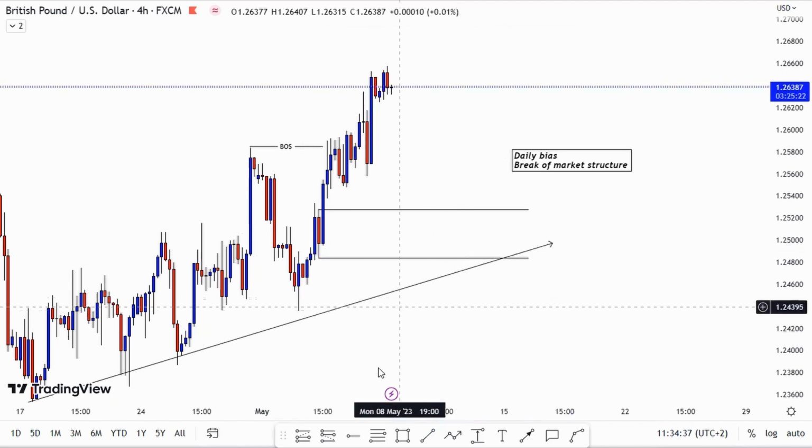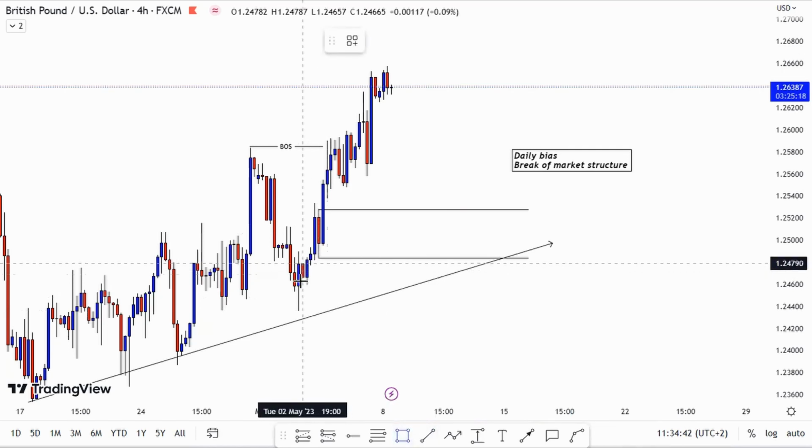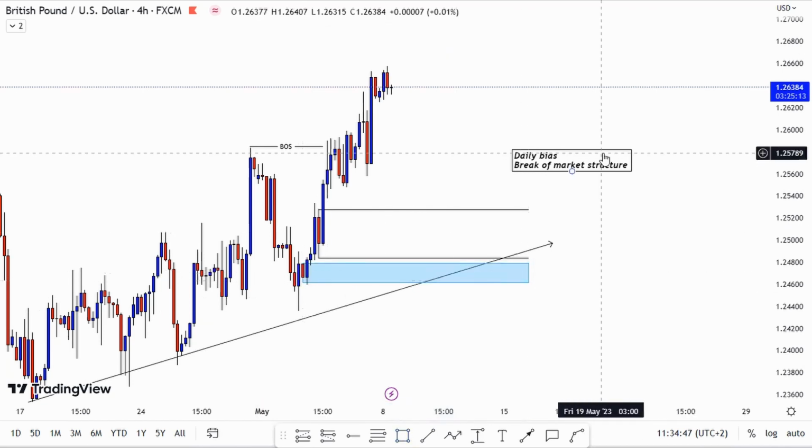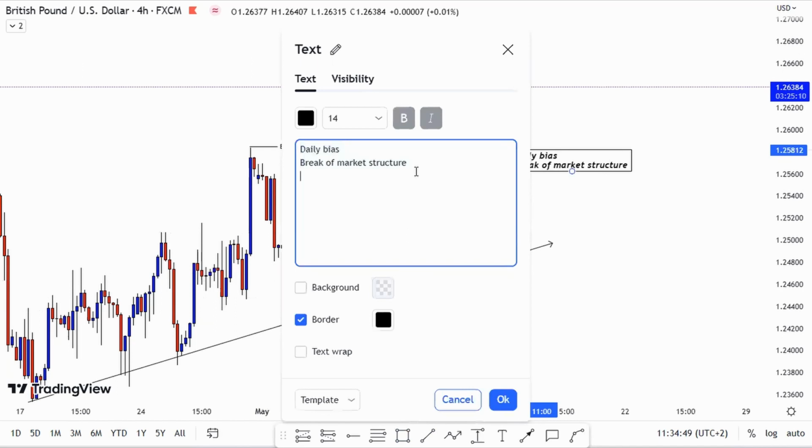So these are the areas we are expecting price to come into. Then we just label it here: order block, supply or demand.